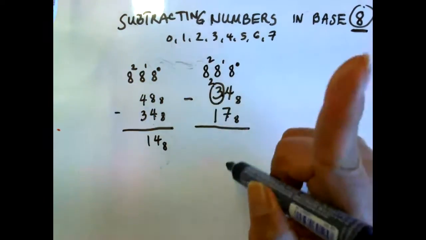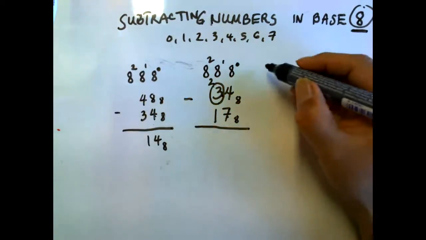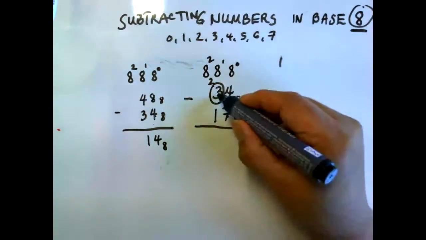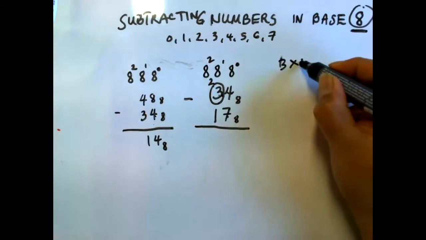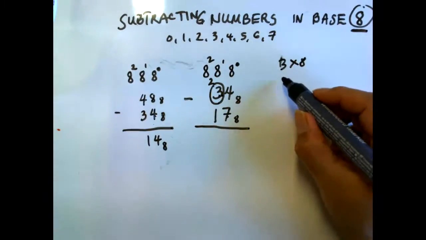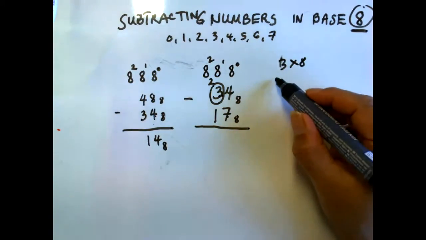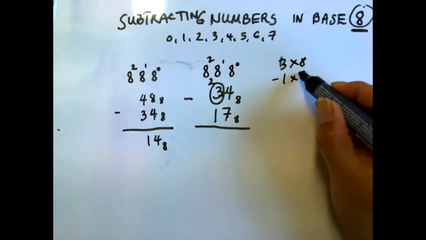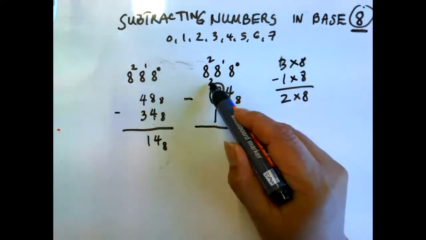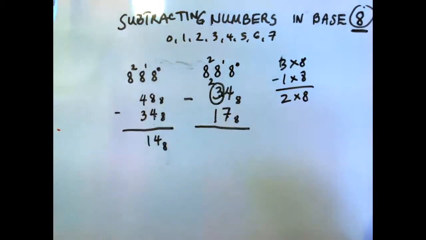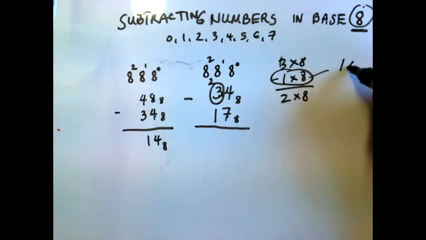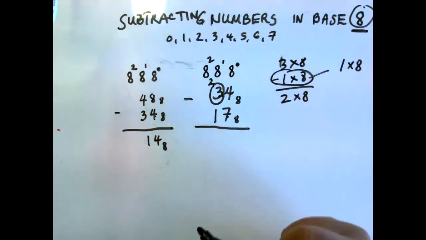Now, that 1 eighth that you borrowed, essentially it's like this. The 3 here is 3 groups of 8. Now we borrow 1 group of 8, and what's left is 2 groups of 8. That's what it means. So this one that you borrowed and the one group of 8, you're going to add.